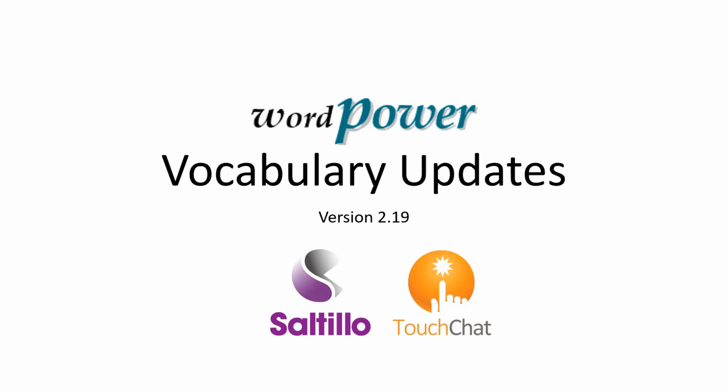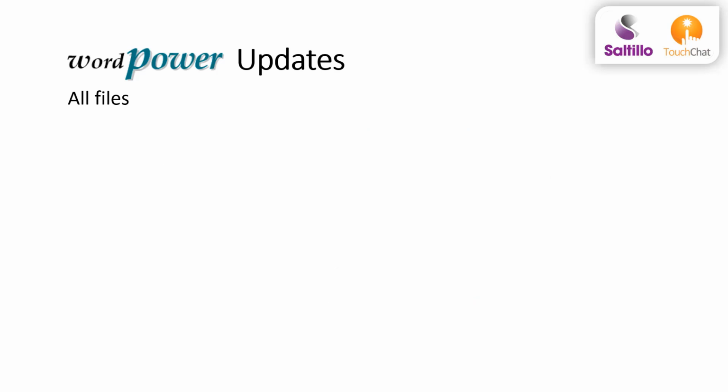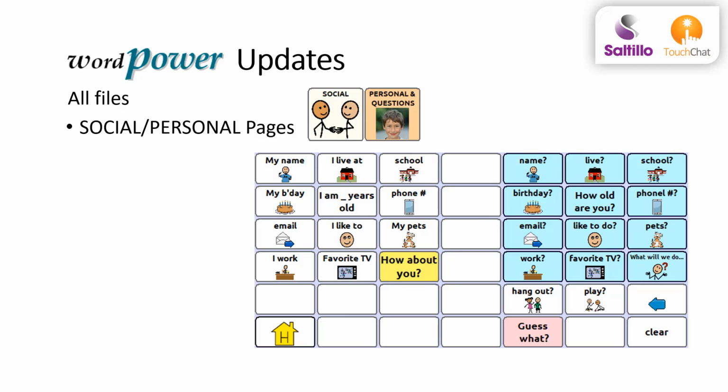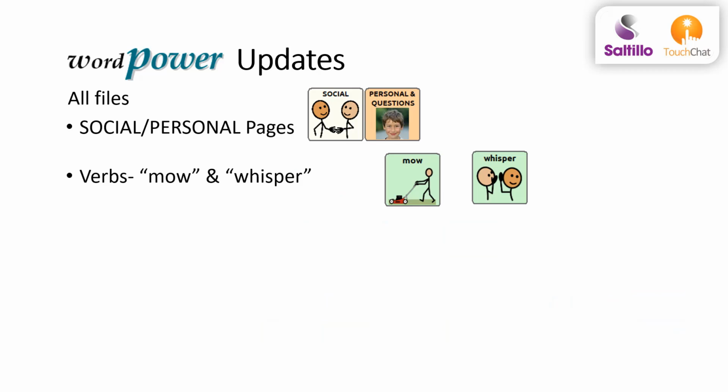Version 219 updates bring a number of changes and additions to the WordPower vocabulary files available in Saltillo and TouchChat communication systems. All files have had these updates. The questions in the personal pages under the social category have been updated with a little more color to provide some differentiation of statements and questions. And just in time for grass cutting season, all files now include the verbs mow and whisper in case you are playing hide and seek with friends.